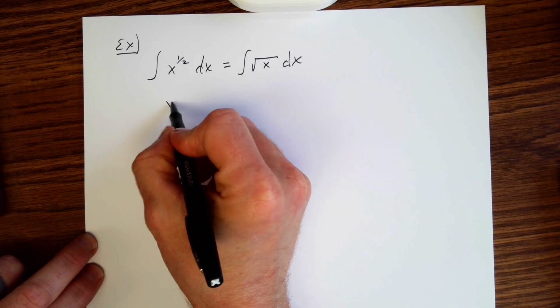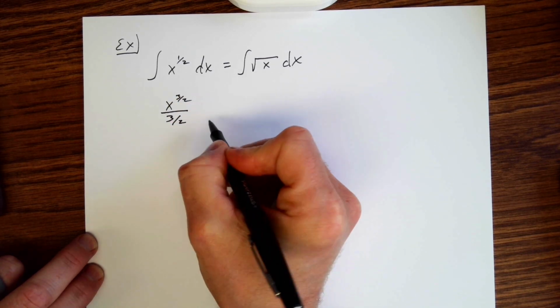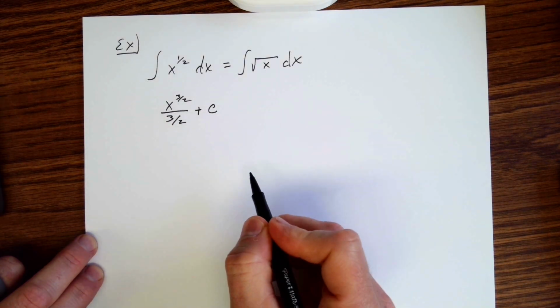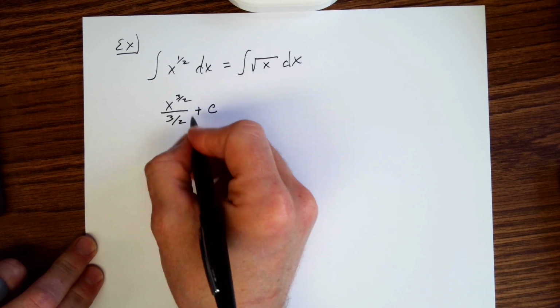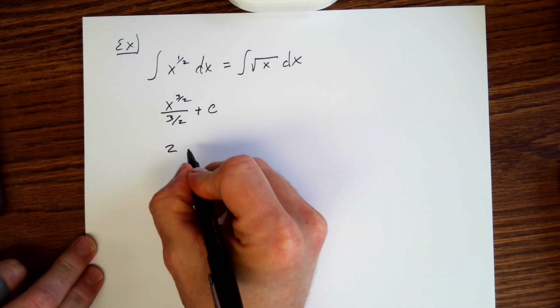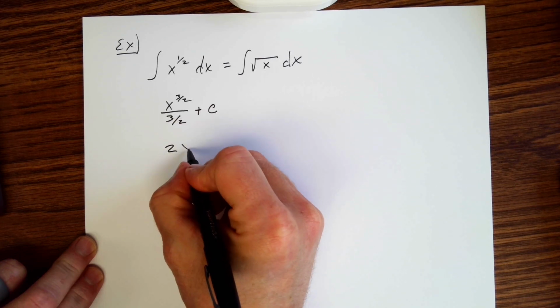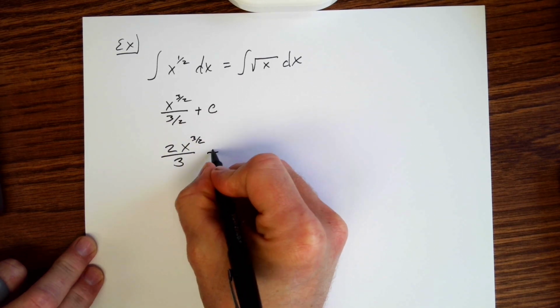Add 1 to the exponent, which makes that 3/2, and then divide by that new exponent of 3/2, and then plus c. Now, I'm not a big stickler on this, but this one we can reduce a little bit and rewrite this so we don't have a number over a fraction. We can rewrite this as 2x to the 3/2 over 3 plus c.